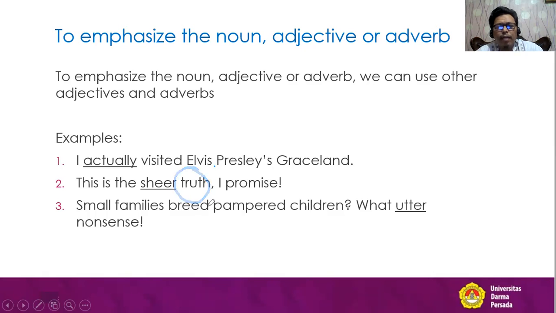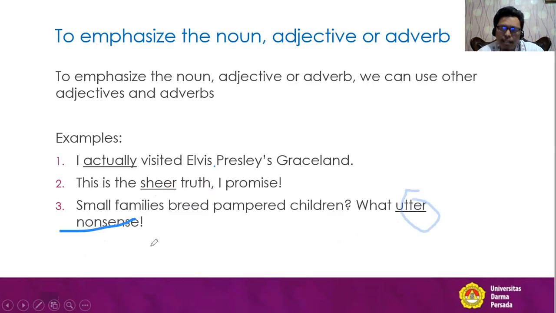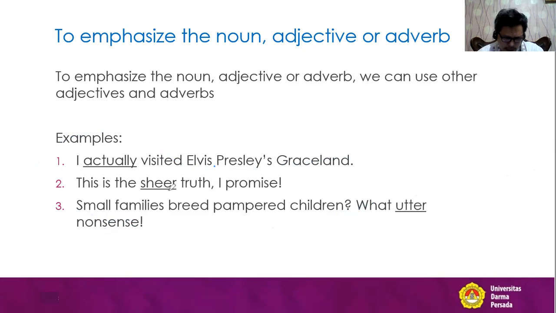Okay. The next one, small families breed pampered children. What utter nonsense. Let me repeat again. Small families breed pampered children. What utter nonsense. Everybody, we have utter, and then we have nonsense. Utter here is to emphasize nonsense. Okay. Utter here is an adjective, and then nonsense here is a noun. I think this one is familiar to everybody. I hope this can be easily understood. Now we go on to the next, the last part, the last one.